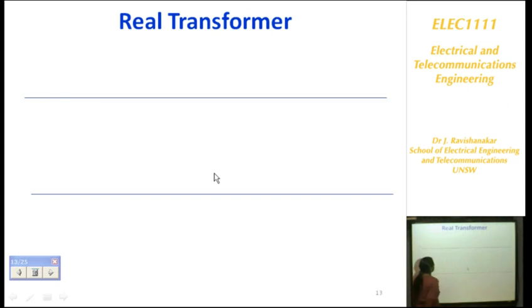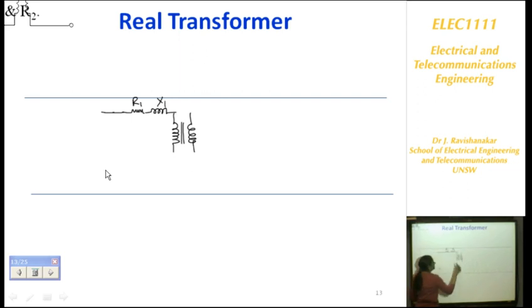So how will the transformer circuit look? We can take it one by one. In a practical transformer, we have the ideal transformer which is given in the center. Now on the primary side, we have a resistance R1 which represents the loss in the primary. Then we have the inductance X1 to represent the leakage flux in the primary, and similarly on the secondary we have an inductance X2 which represents the leakage flux in the secondary, and a resistance R2 which represents the power loss in the secondary.